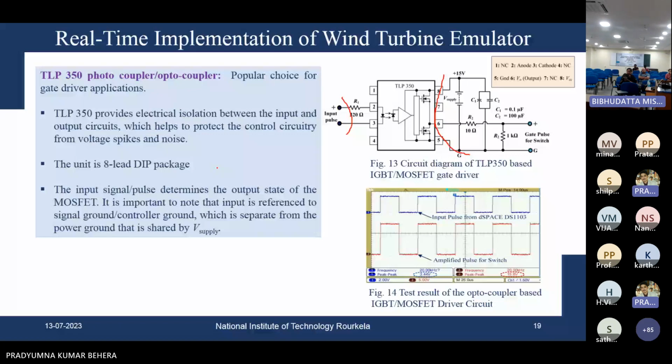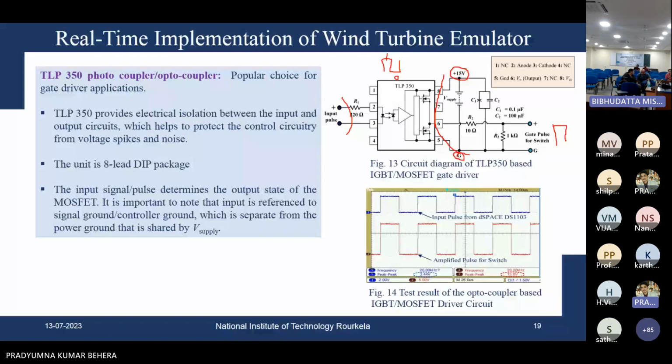In this case, when the pulse from the controller is high, what will happen? This V supply will be pulled to 15 volt, and we can turn on the MOSFET. And when it is low, this ground terminal will be pulled, means it will be 0, and the output will be in off condition, means the MOSFET will remain in the off condition.